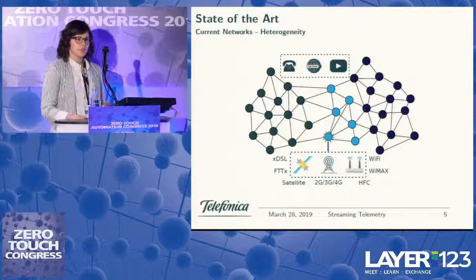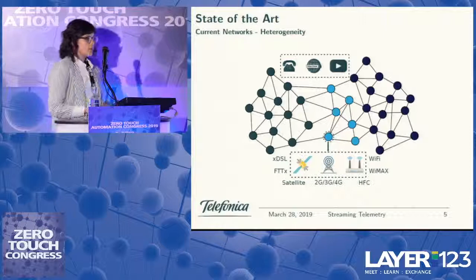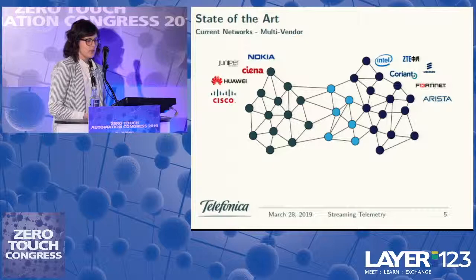Also, we have different technologies in the core, which can be MPLS or carrier Ethernet. On top of all of this, we have different network services, which can be voice, television, or internet, and each of them has multiple different requirements. And as you know, in order to implement these new services, there are different manufacturers and providers, so we are also in a multi-vendor environment.